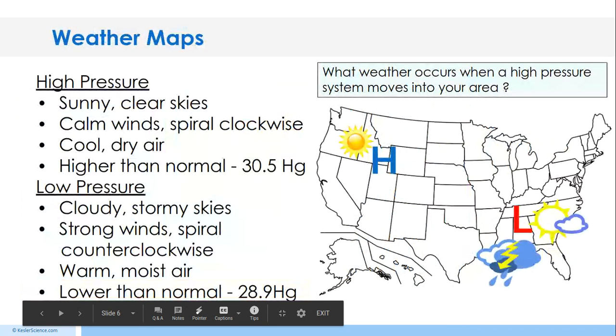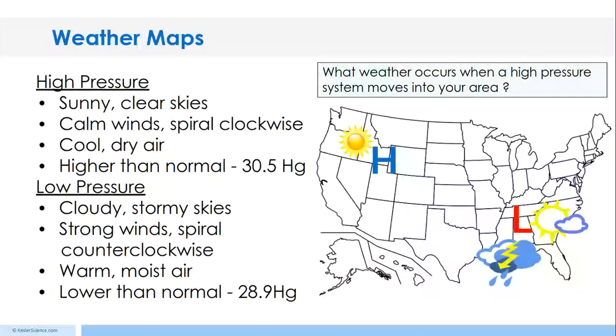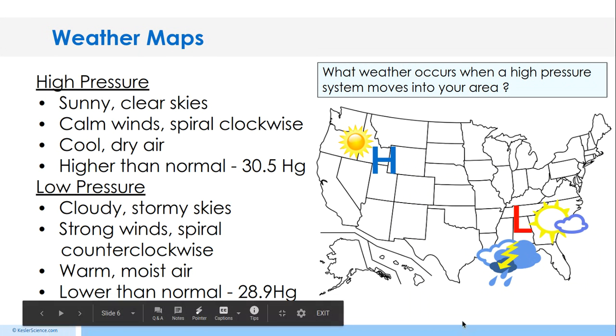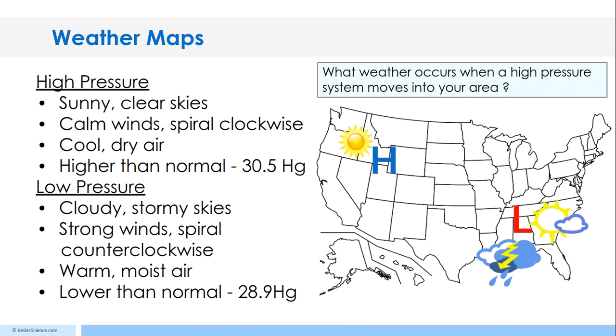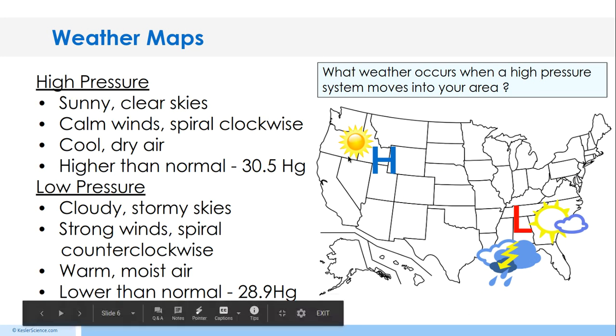So, when we have a high pressure system, typically the weather is going to be very sunny. You're going to have clear skies. You're going to have calm winds. It's not going to be very windy, and if it is windy, it's going to spiral clockwise. The air is dry, and the pressure is going to be around 30.5 inches of mercury. So this is what a high pressure system would look like on a weather map.